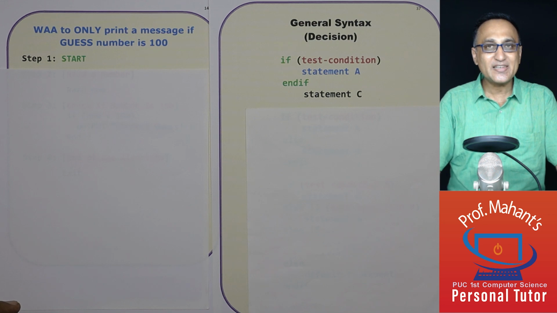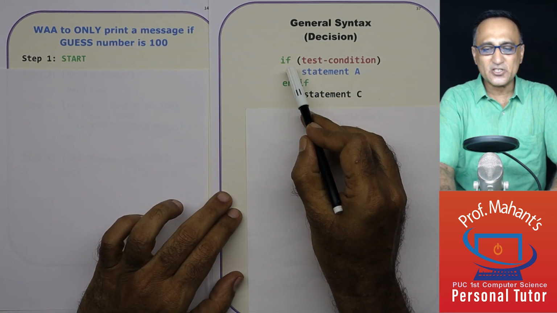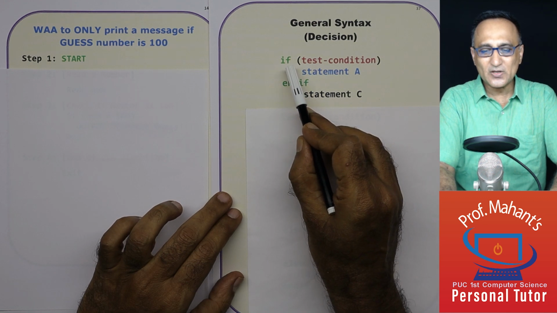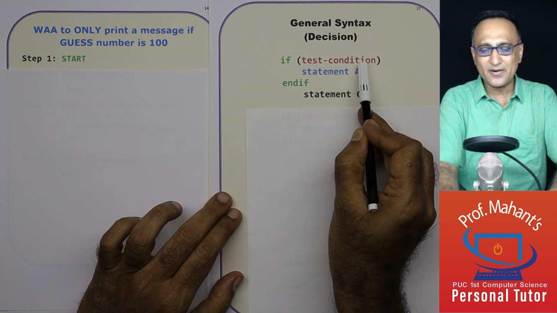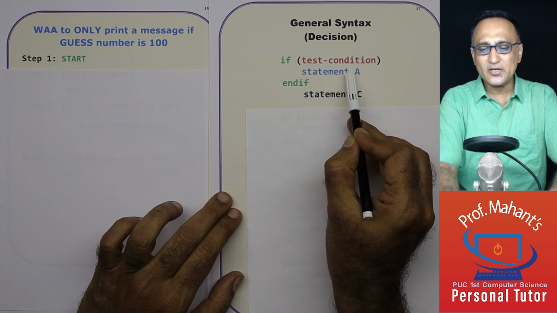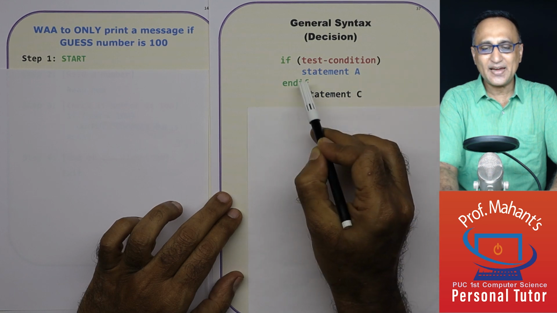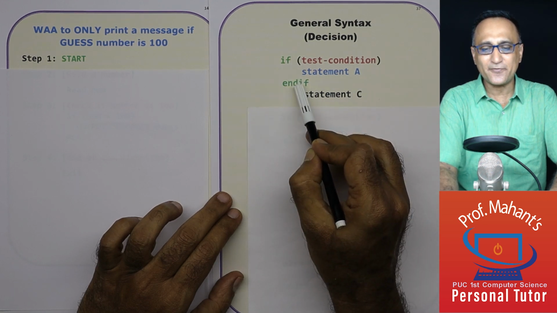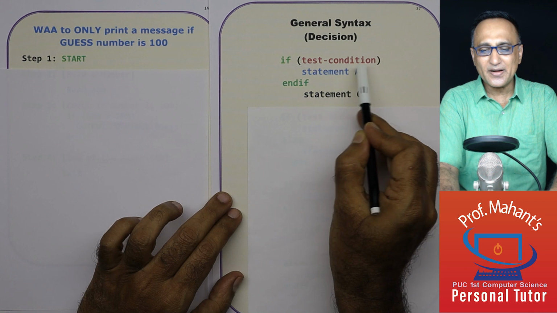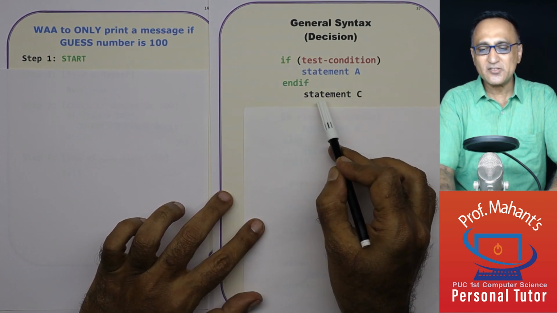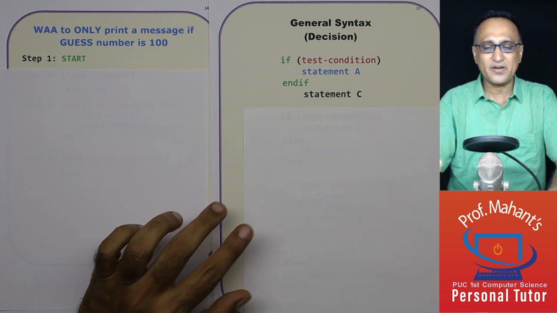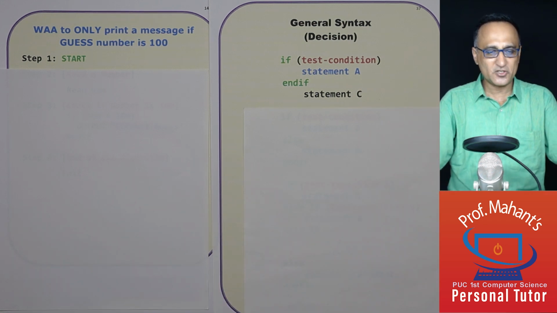How do you test? In algorithms, you can use the if condition. So you can say if. So let's say if, in place of test condition, whatever value, I can say is number equal to 100. Then I can say output, you have guessed the correct number. And then it ends this if. If the number is 200, no message will be printed and I will continue to execute whatever is the next statement or set of instructions.